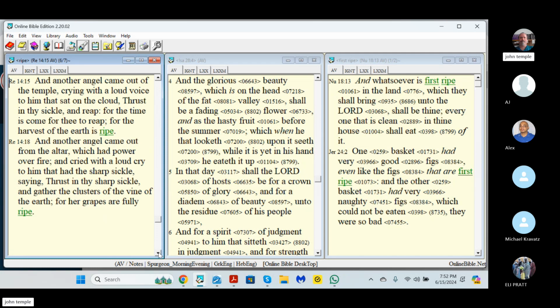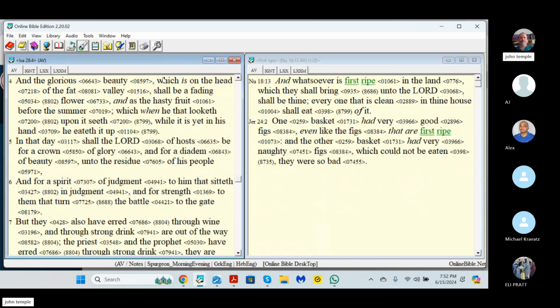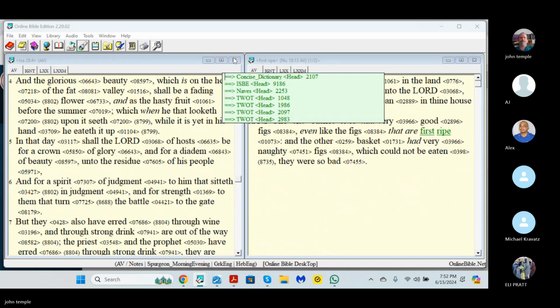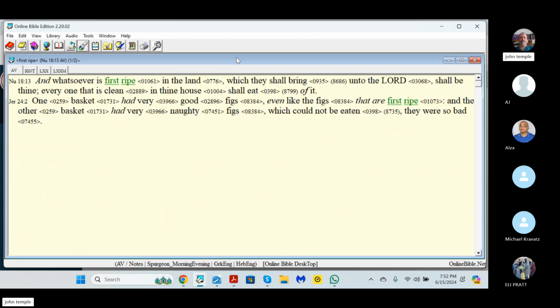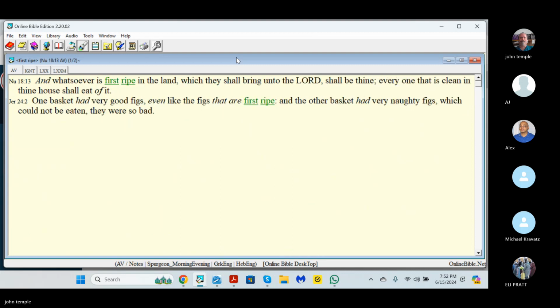And Revelation 14:15: another angel came out of the temple crying with a loud voice to him that sat on the cloud, thrust in thy sickle and reap, for the time is come for thee to reap, for the harvest of the earth is ripe. And we read 4:18 already. And this would be Isaiah 28:4. We read about five times already. And first ripe: whatsoever is first ripe in the land, which they shall bring. Yeah, we read these already.